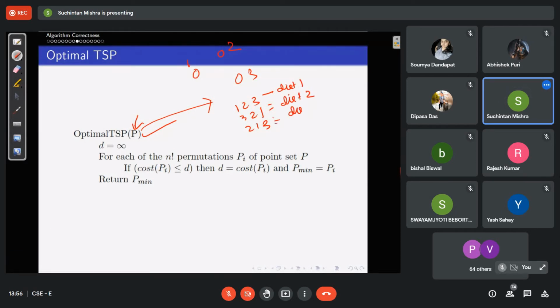Okay. The total cumulative distance. And then it will compare these distances and it will say that the combination with the smallest distance. Yes, yes.